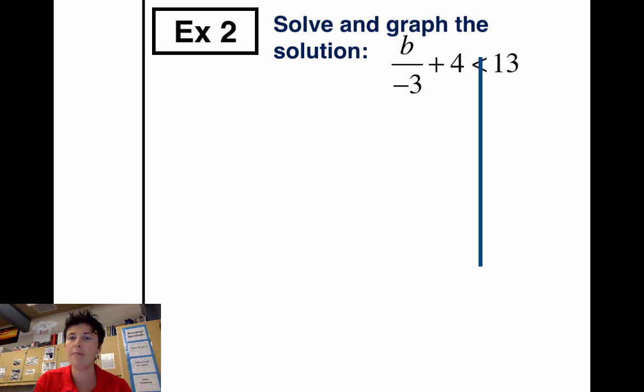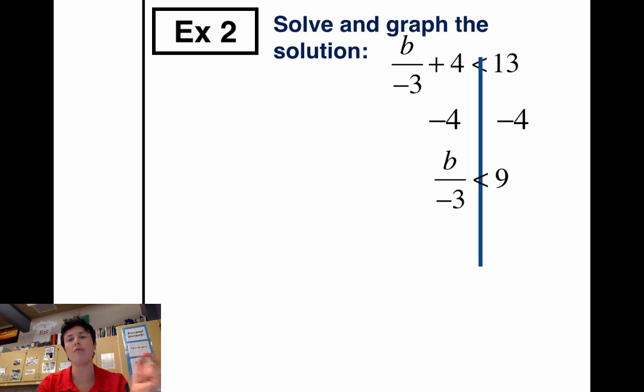Okay, I'm going to put a line down the middle, and I'm going to flip the 4 over and subtract 4 from both sides. I'm going to minus 4, minus 4. Then I'm going to be left with b over negative 3 is less than 9.